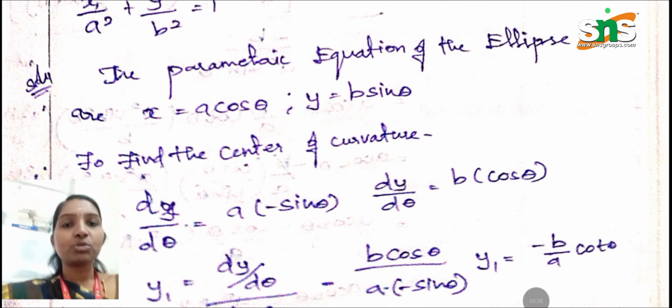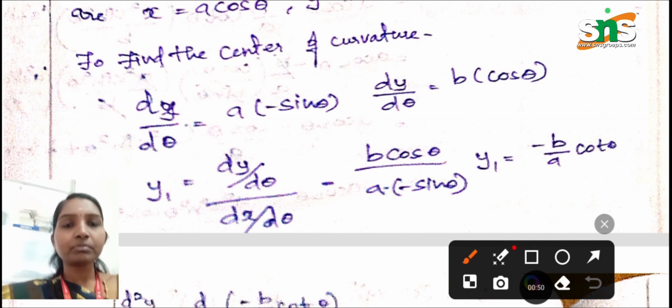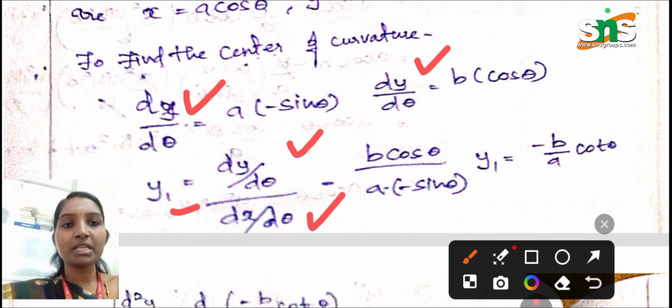Next step is to find the center of curvature because evolute is the locus of center of curvature. To find the center of curvature, we are in need of y1 and y2. y1 and y2 are the first derivative and the second derivative respectively. Now, we have to differentiate x with respect to theta and y with respect to theta, and we have to find y1. y1 is nothing but dy by dx. dy by dx can be rewritten as dy by d theta divided by dx by d theta.